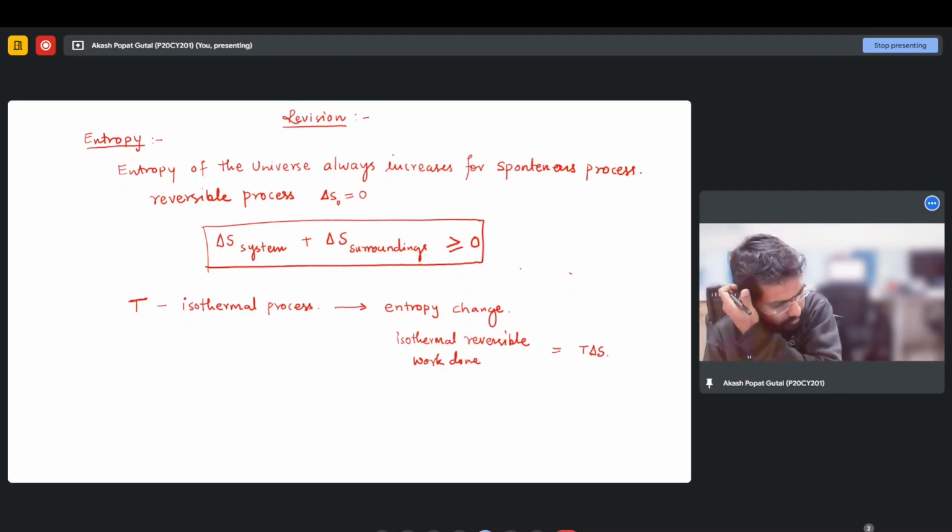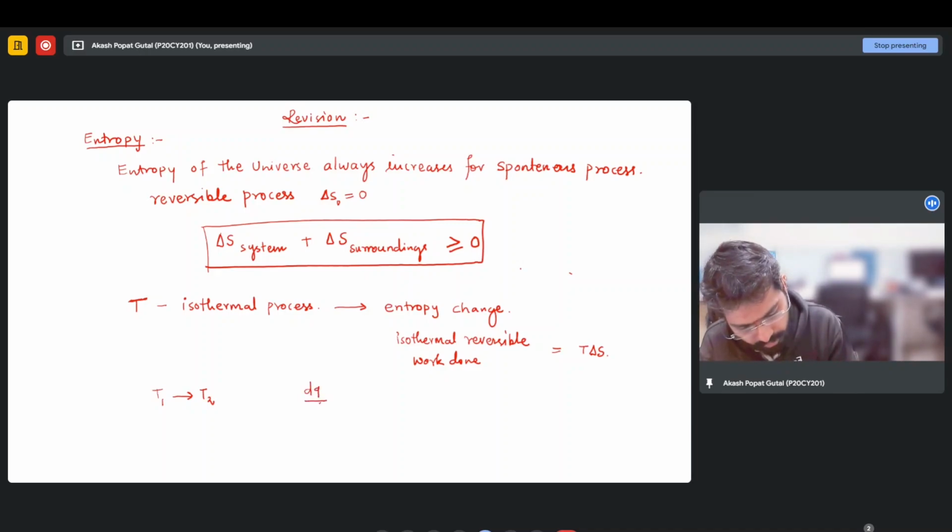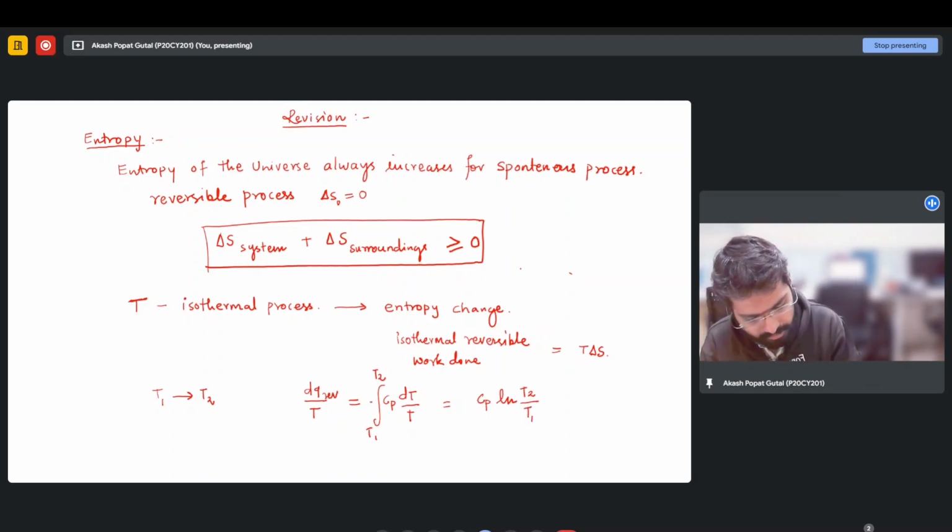And for the body transforming from temperature T1 to T2, the entropy dq by T is nothing but Cp into dT by T, integrated from T1 to T2, which in turn gives you Cp ln T2 by T1. And for n number of moles it will be n Cp ln T2 by T1.